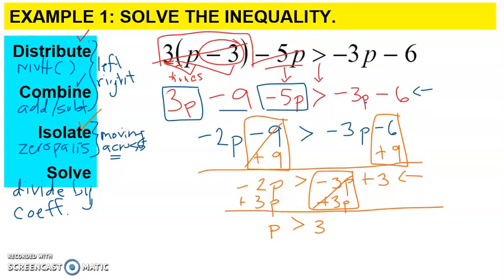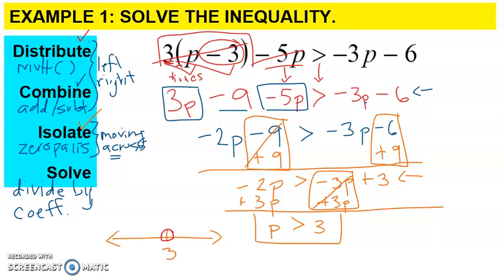So I isolated variables on one side, constants are on the other. Okay, and then you solve by dividing by the coefficient to make it 1. Well, my coefficient's already 1, so I have my solution. Okay, on a number line, what this means is that I would start at 3.